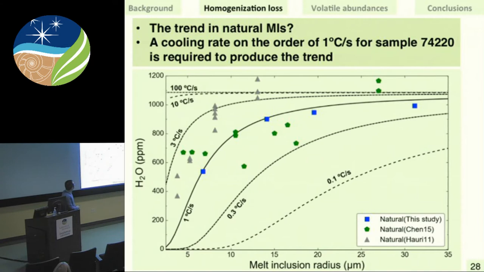So the takeaway message from this part to the next part of the talk is that if we use large melting solutions from lunar samples, we can minimize the concern of water loss during homogenization to about 20%.